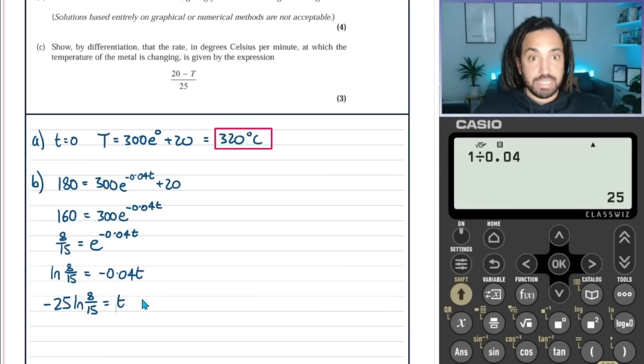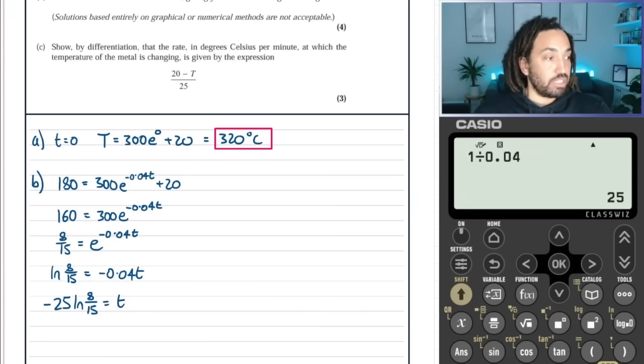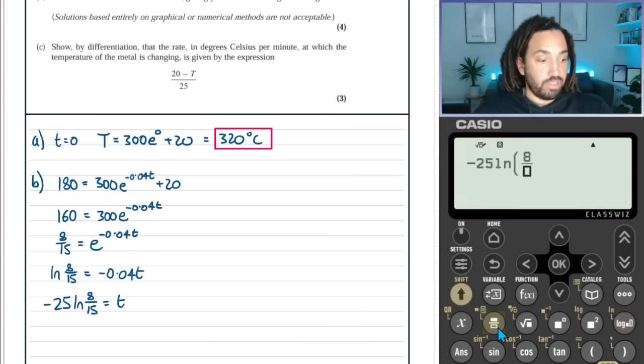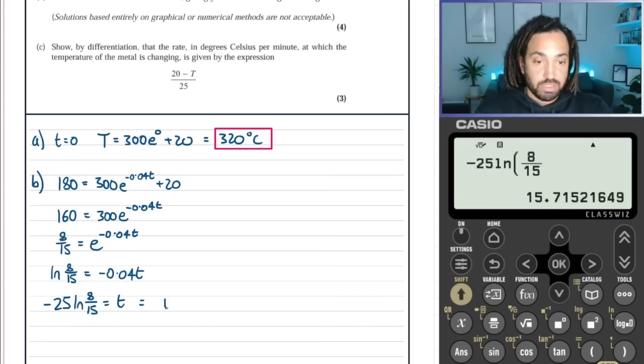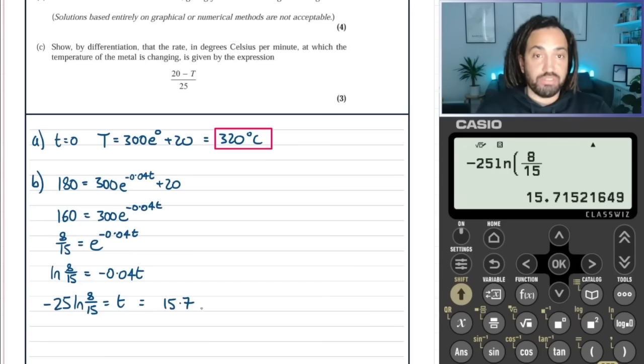Perfect. And then it's asking us to give t to 3 significant figures, so we just need to literally put this into our calculator. So it's minus 25 ln of 8 over 15, which gives us an answer of 15.7. That's 3 significant figures, and it just said find the value, so I don't need to bother putting the units in. We just want the value of t.